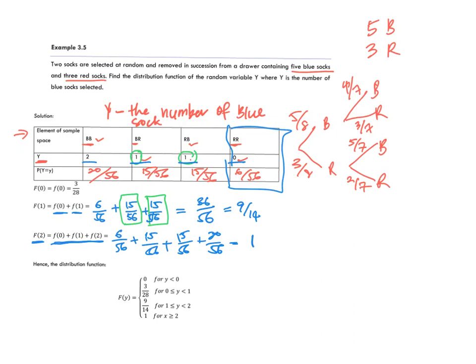Okay, as usual, you need to write it as a function like this. For the cumulative distribution function of y when y is less than 0, is it possible to get y less than 0? Is it possible for you to take socks and get less than 0 socks? It is quite impossible, right? So there is no random variable value less than 0, so the value is 0. But for the cumulative distribution function of 0 less than or equal to y less than 1, the value is 3 over 28.